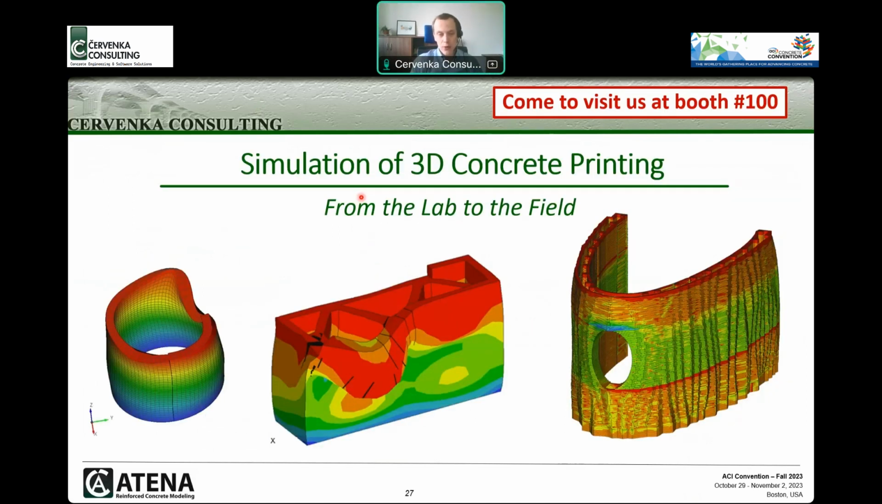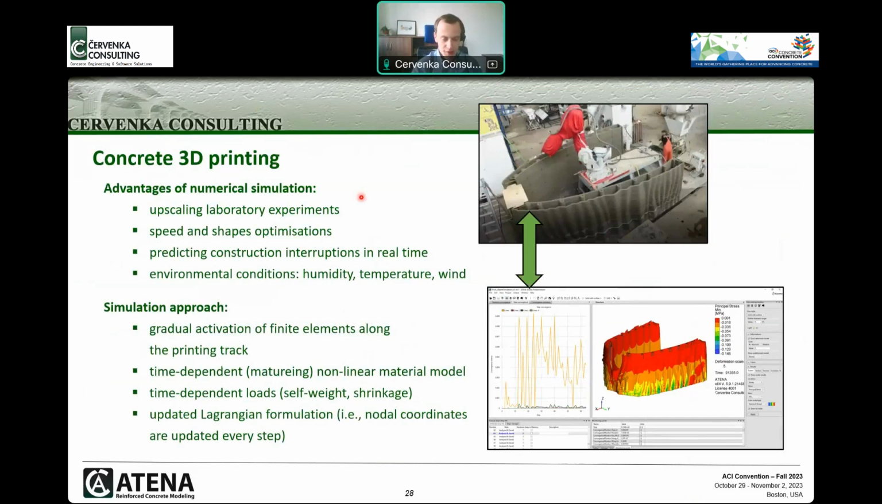Now I would like to briefly introduce our capabilities in the field of modeling of 3D concrete printing process. In this field, it's possible to use the software to reproduce the laboratory experiments and then upscale them to new shapes, new printing speeds, new environmental conditions such as humidity, temperature, or we can simulate the wind loading on the freshly printed structure.